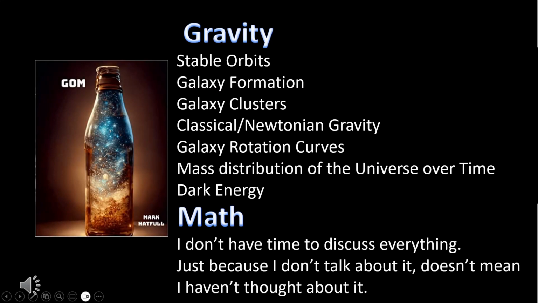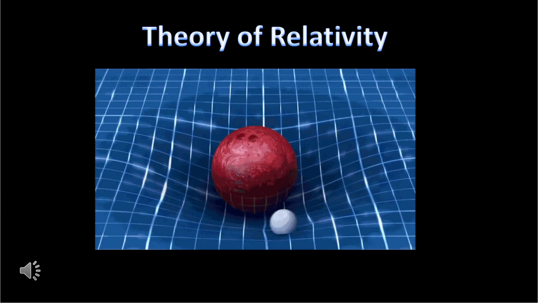So this talk today is going to quickly cover these topics. We're going to talk about gravity, stable orbits, galaxy formations, galaxy clusters and classical Newtonian gravity, galaxy rotation curves, the mass distribution of the universe over time, and dark matter. After I've talked about these general theories, I will then talk about some basic maths to help support these theories. I do not have time to discuss everything, and just because I don't talk about it does not mean that I have not thought about it. So let's start with gravity.